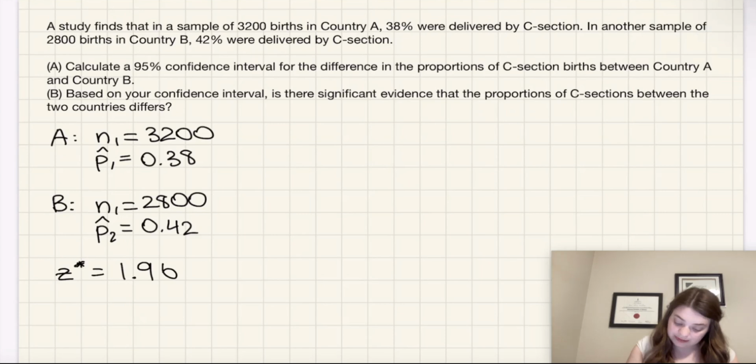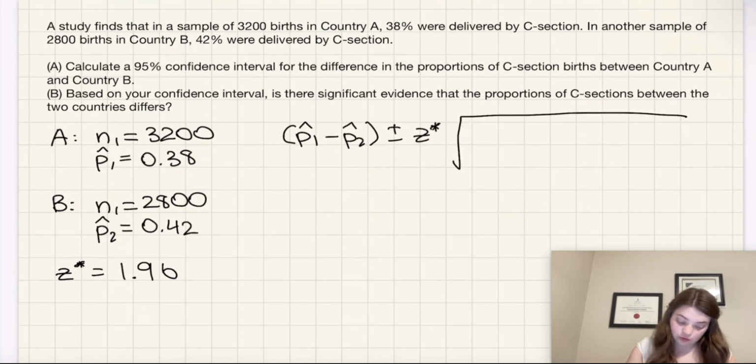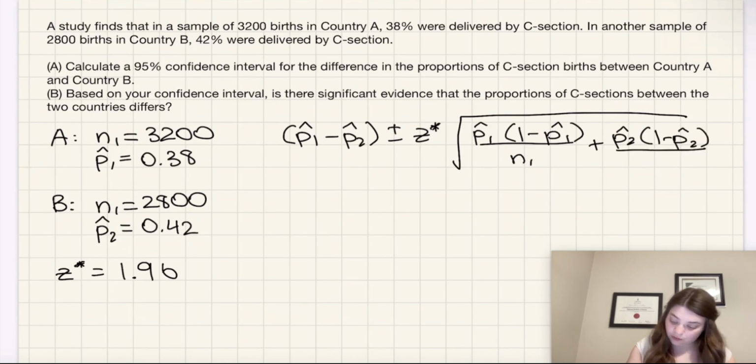To do that, it's going to be P1 hat minus P2 hat, so the difference between them, plus or minus the critical value, which is 1.96, times the square root of P1 hat times 1 minus P1 hat divided by N1, plus P2 hat times 1 minus P2 hat over N2. Okay, so now I'm going to punch all this in, and we're going to find that confidence interval, and then I'll talk a bit more about what this means.